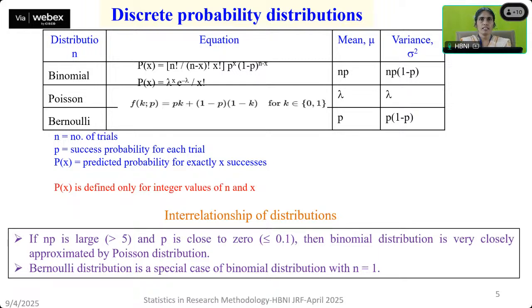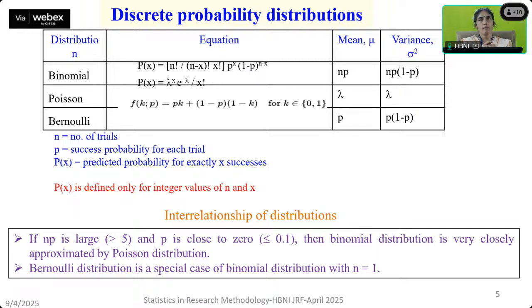And keep in mind that these discrete probability distributions are defined for integer values only, as we discussed in the very first class. The binomial function is a generalized function. When we apply some limiting conditions to it, we can approximate it to the other two functions, the Poisson and Bernoulli functions.